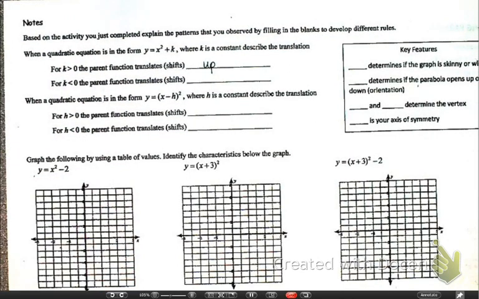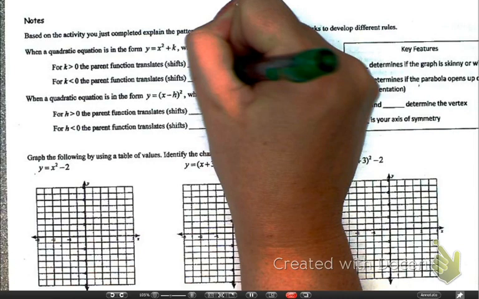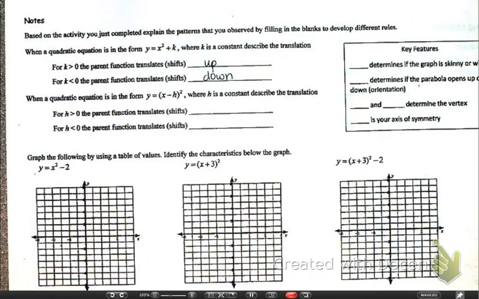What if k is less than 0? It's going to shift down. That was the minus 3, minus 5, whatever you have there, but it's going to shift down.